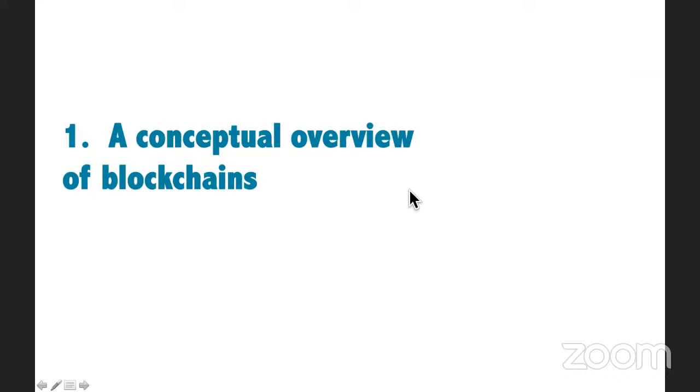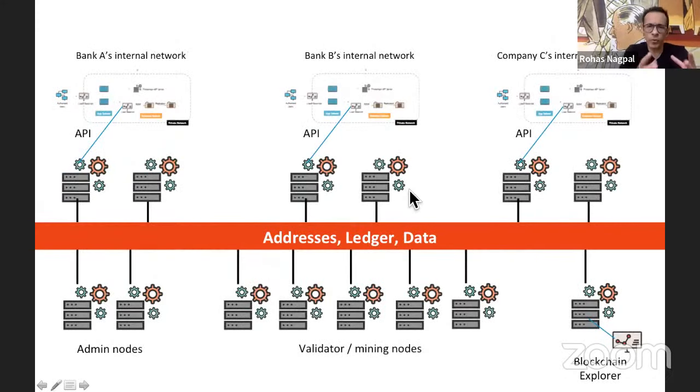Okay, so let's begin with a brief conceptual overview of what a blockchain is. So as you can see right in the middle of your screen, addresses, ledger, and data. That is the core part of a blockchain. Addresses are like bank account numbers in the real world. So we use addresses to identify people. So you could even compare them to an email address, a bank account number.